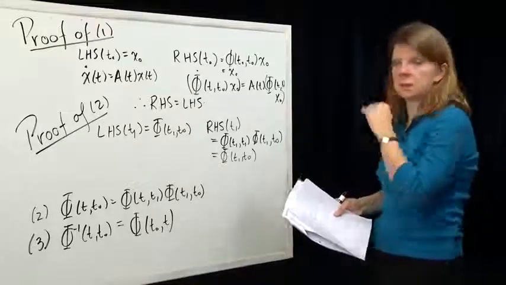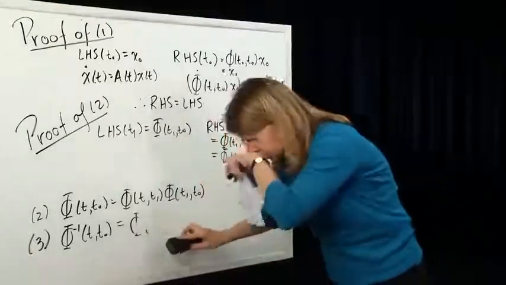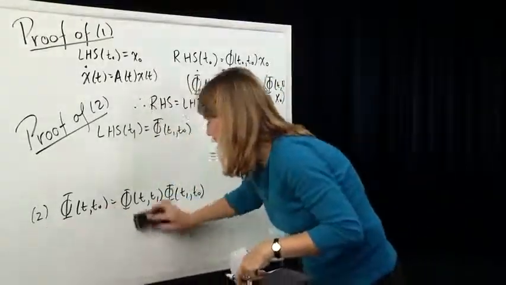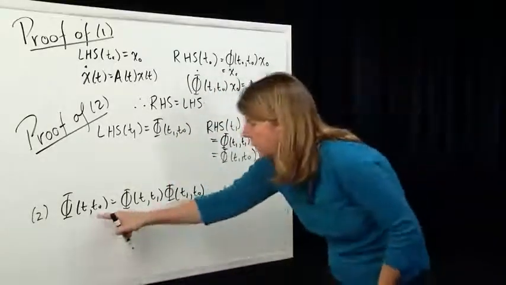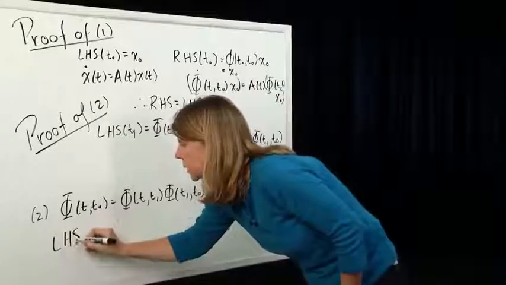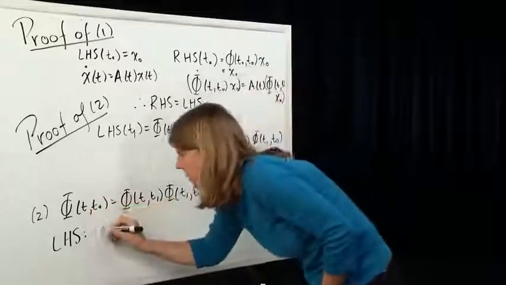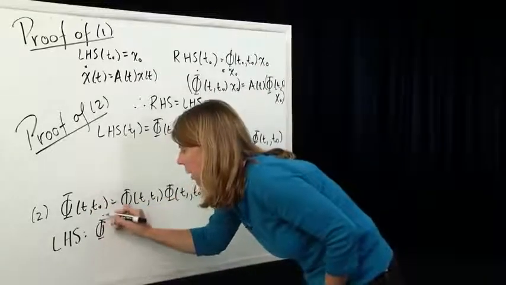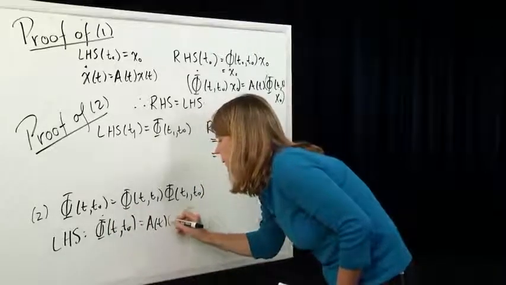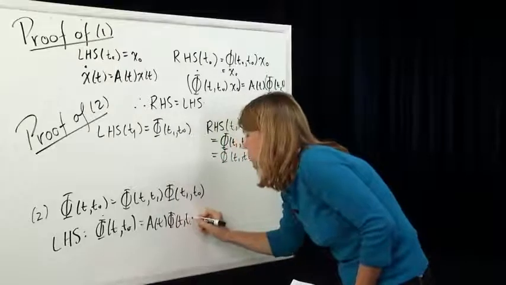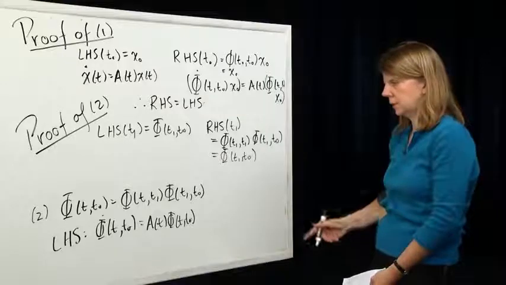And now let's show that they satisfy the same differential equation. Okay, so we'll do that down here. Let's keep this on the board. So in the left-hand side, the differential equation is just phi dot. And so we know by definition that phi dot of t comma t0 is equal to a of t phi of t comma t0. Okay, so that's the differential equation that the left-hand side satisfies.